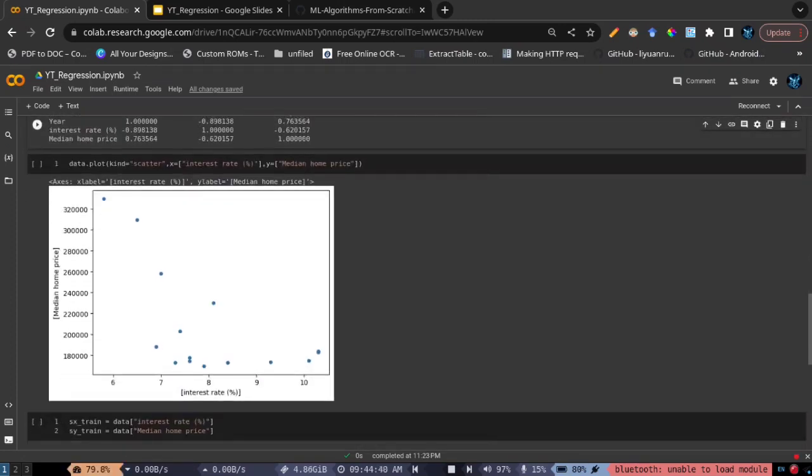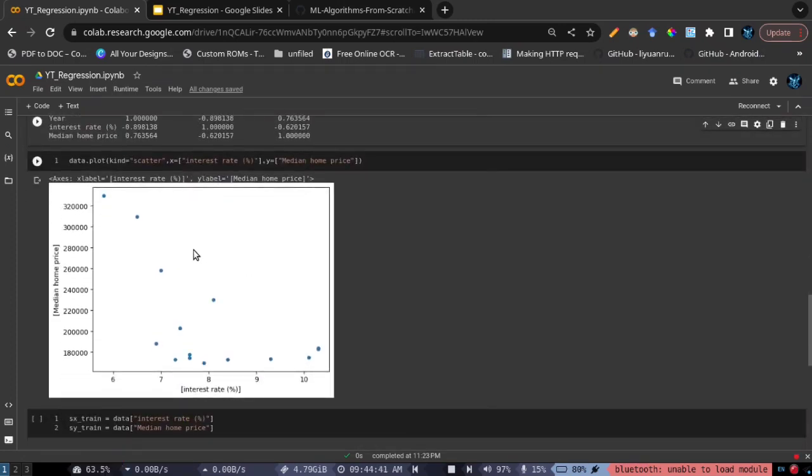So let's just plot it to observe the data more. I just said data.plot kind scatter, x is our interest rate, and y is our median home price, right? And you can observe this data is very bad. You cannot fit a straight line and get proper results. Either our straight line is going to fit here, or it is going to fit here, because if it is fitting here, then the distance is very high, so the error is going to be very high.